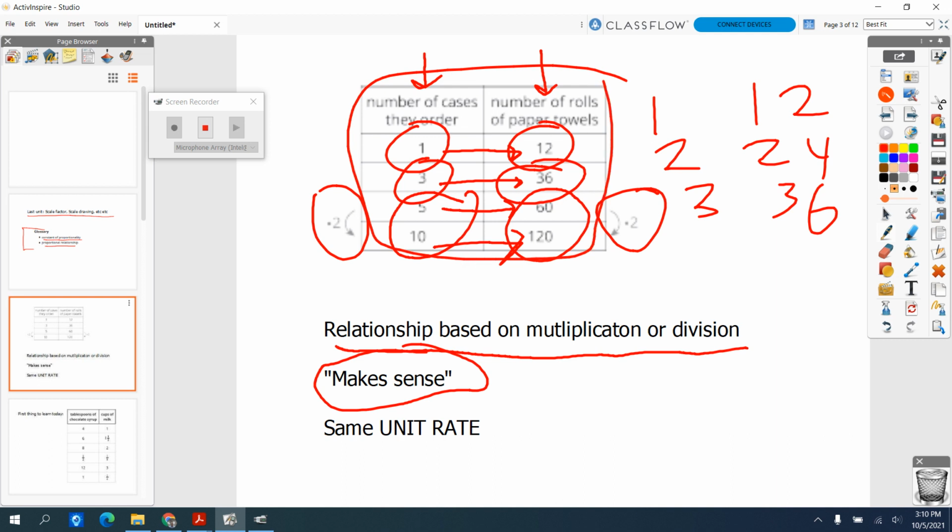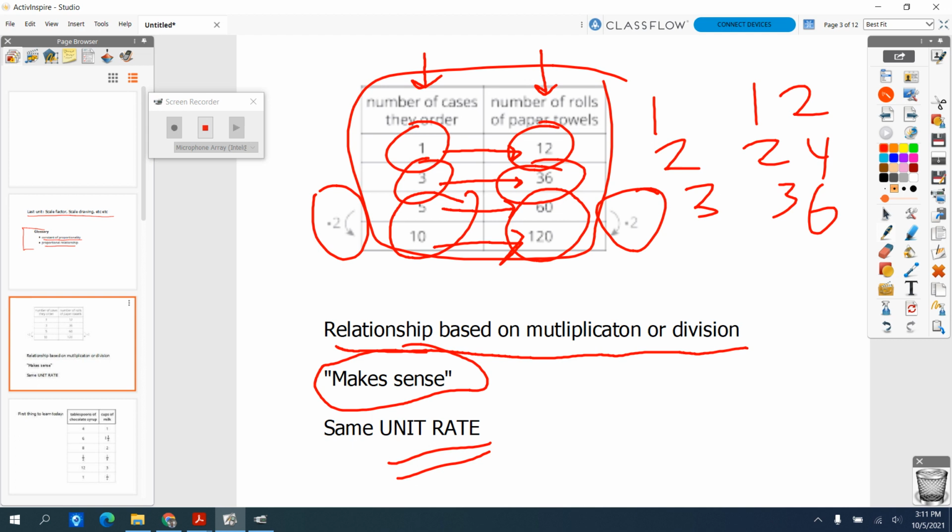You have the same number of paper towels, and it doesn't matter if you get 1 roll or 10 rolls. Every time you have another one, it's going to be another 12 rolls. So this just shows you that it kind of just makes sense. And we're going to talk a little bit about this in the future, but a lot of you remember the word from 5th and 6th grade called the unit rate.